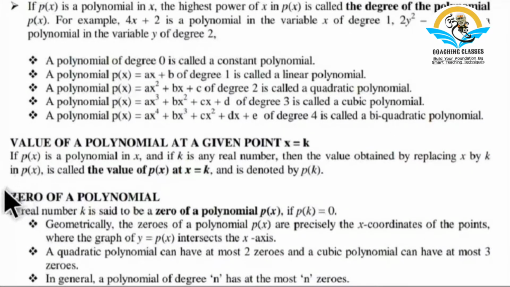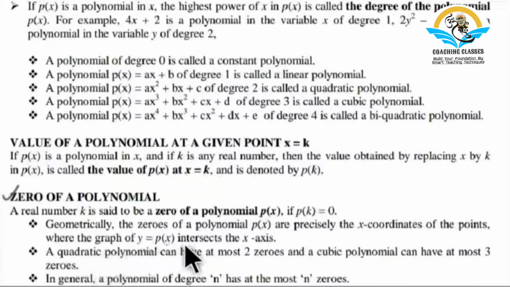Now zero of a polynomial. A real number k is said to be a zero of polynomial p(x) if p(k) equal to 0. Geometrically, the zeros of a polynomial are precisely the x coordinates of the points where the graph of y equal to p(x) intersects the x-axis. That means if you have to find the zero graphically, then you have to see at which point the graph cuts the x-axis, that is the zero.